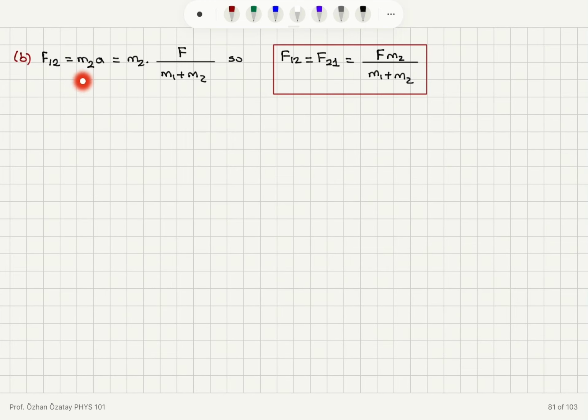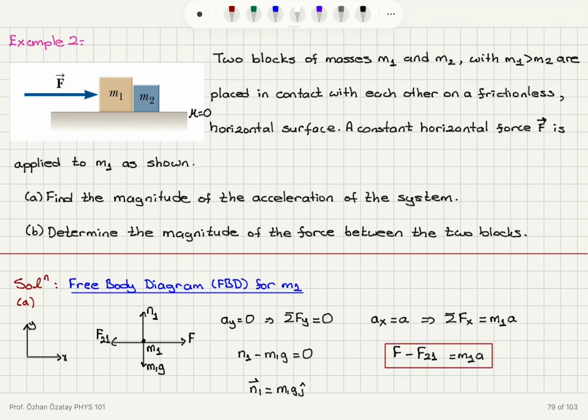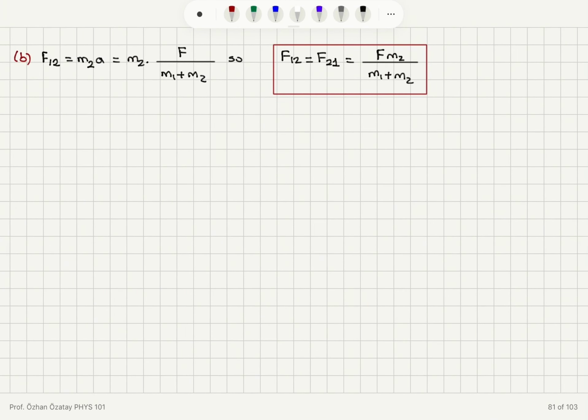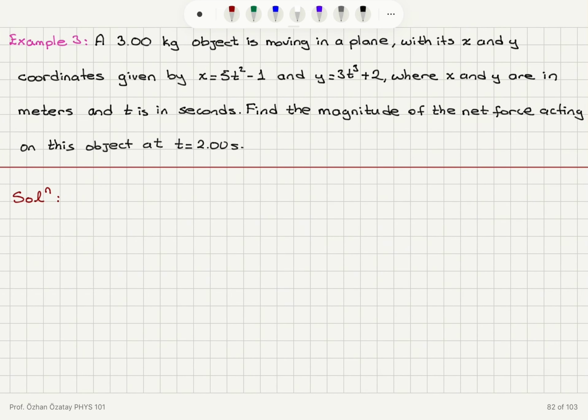And since F12 is equal to M2A, or I can use F minus F21 equals M1A, these equations, substituting for A, F over M1 plus M2, give me the result F times M2 over M1 plus M2 as the contact force. Well, let's move on to another example.